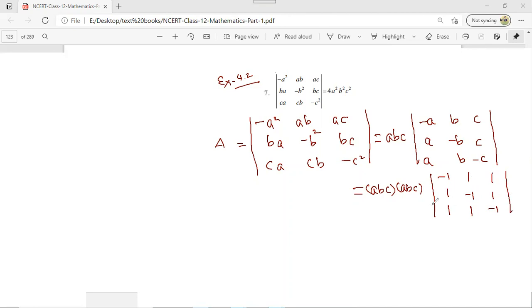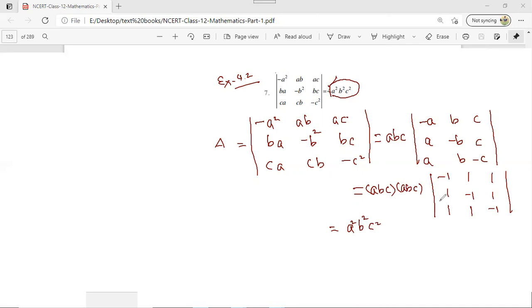Now we can make more zeros and then expand it to get the answer, because we got a square, b square, c square. So this part we have got already. Only 4 will come after expanding it. In order to expand it, we are always trying to make more zeros and then expand it.